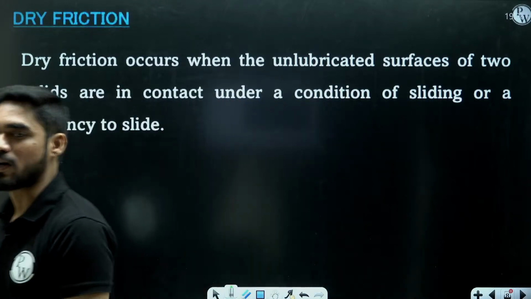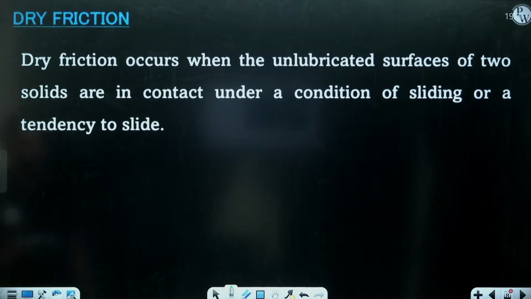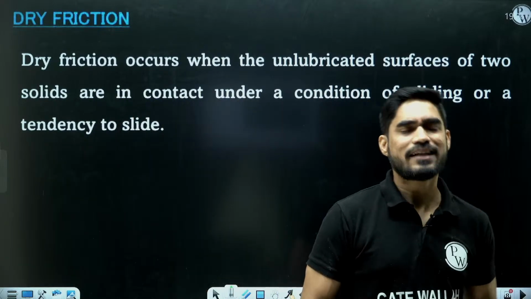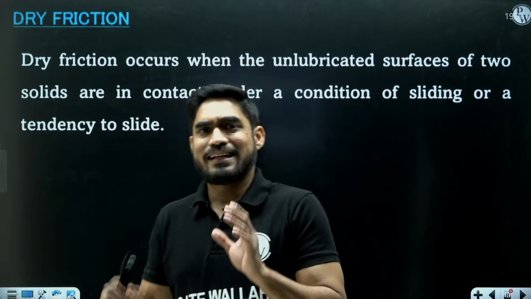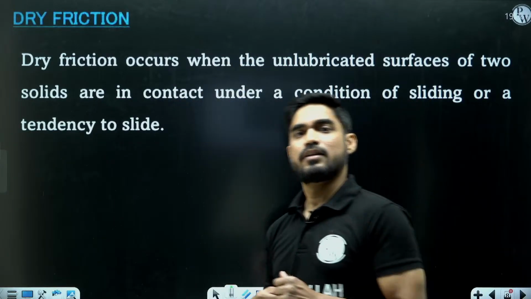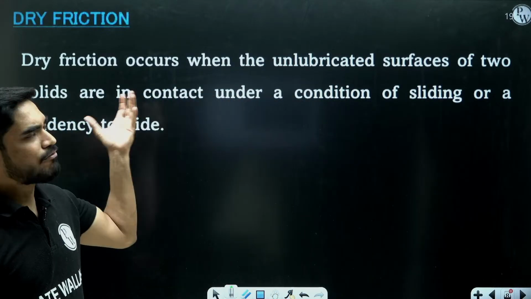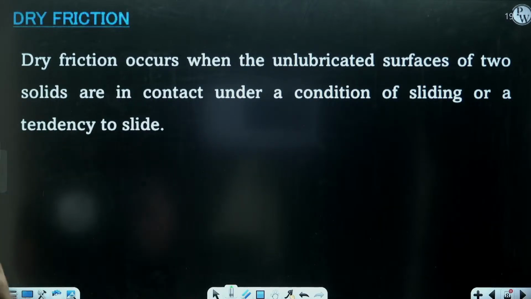So dry friction occurs when unlubricated surfaces of two solids are in contact under a condition of sliding or a tendency to slide. Means it is not necessary that the surfaces are actually sliding past each other. Even if they are trying to slide, there will be friction. Now microscopically, how exactly is this friction force developed? Let's understand it using an example.